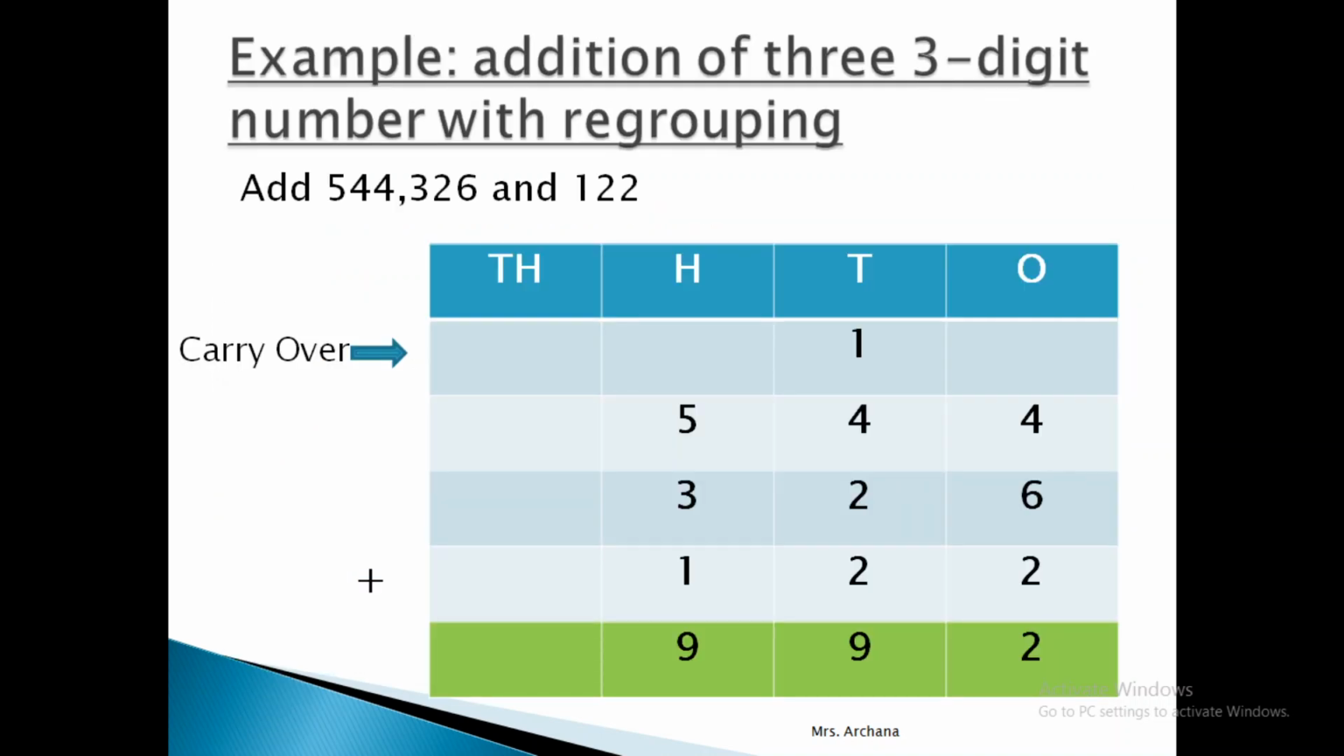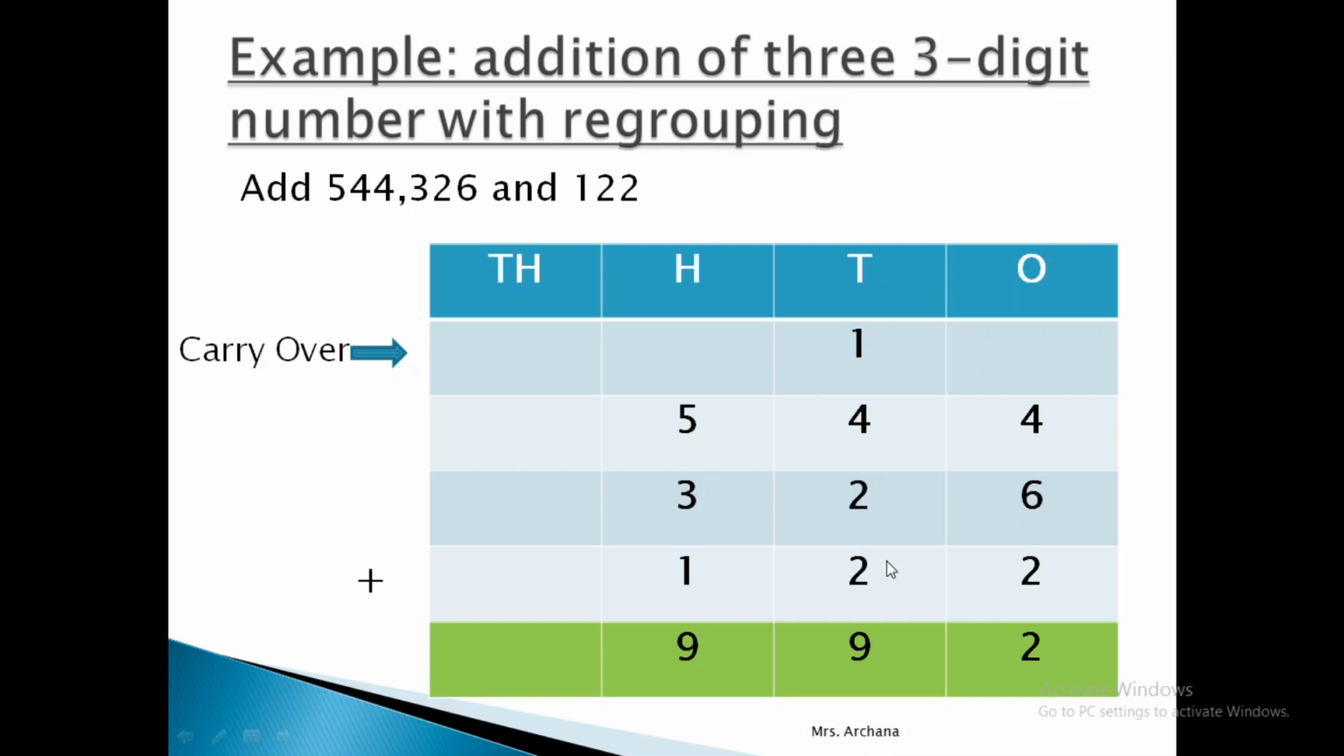Example is add 544, 326 and 122. The first thing we have to do is arrange the numbers. This is 544, 326, then 122. Now add. 6 plus 4 is 10, plus 2 is 12. So place 2 here, take 1 to the tens place.